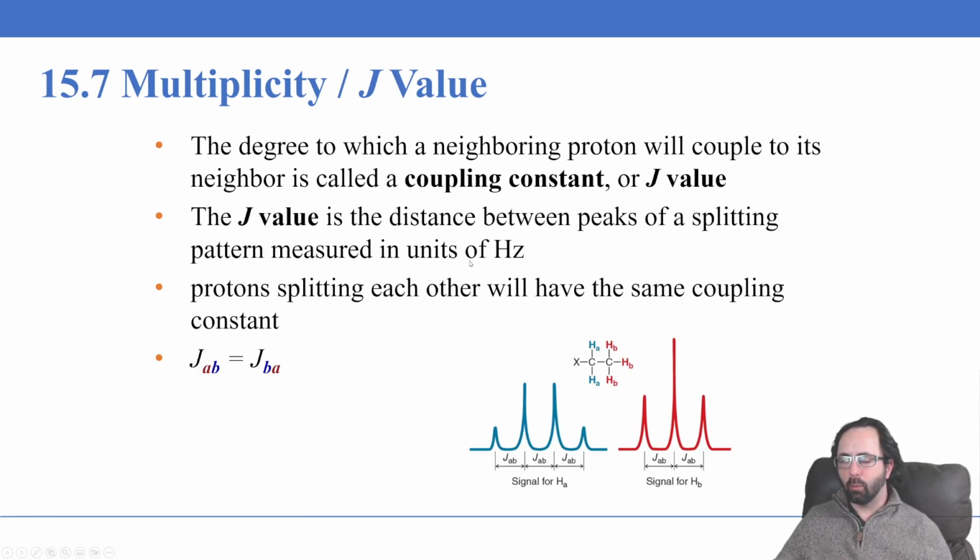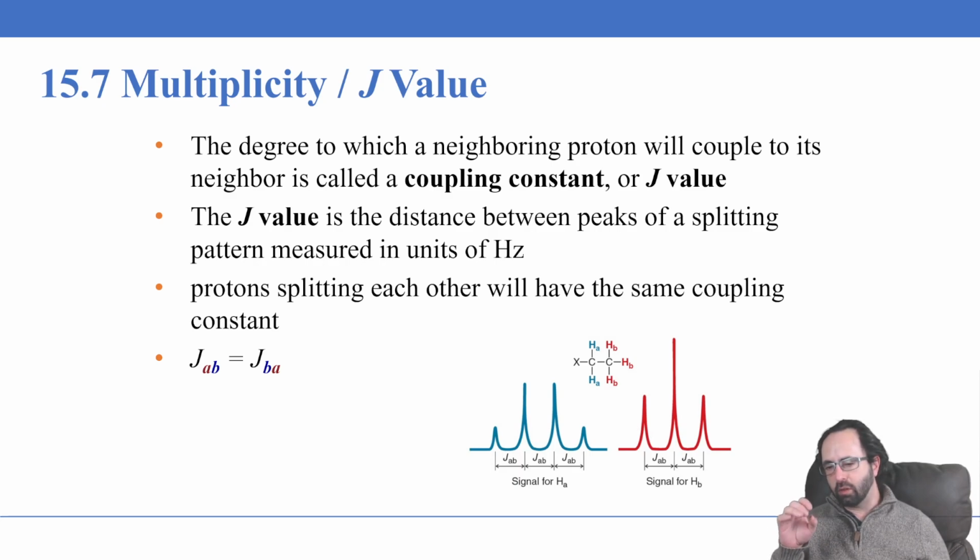So when this coupling occurs, the coupling has peaks that are separated by a constant value, which is referred to as the coupling constant, or the J value. The J value is the difference between the splitting peaks measured in hertz. And when protons split each other, they have the same J coupling constant. That's not something that we look at all the time unless we want to get into real detail.